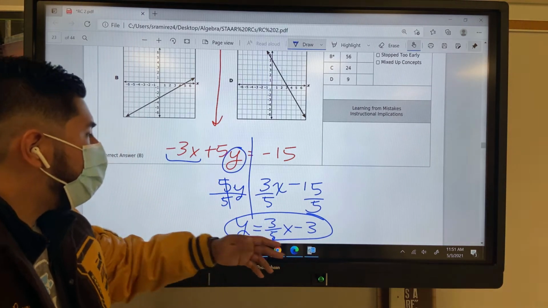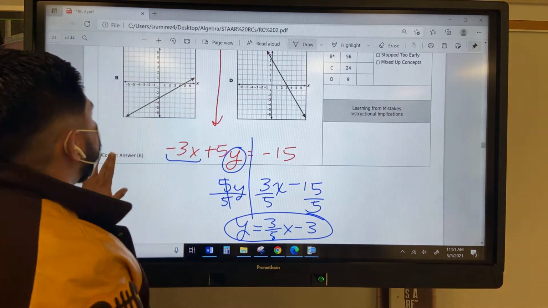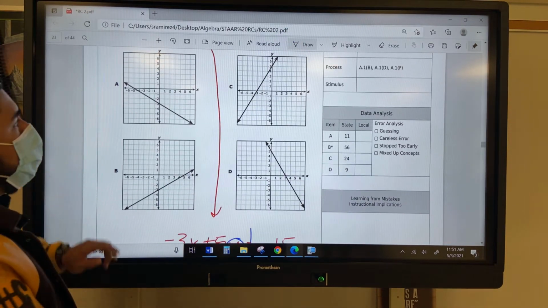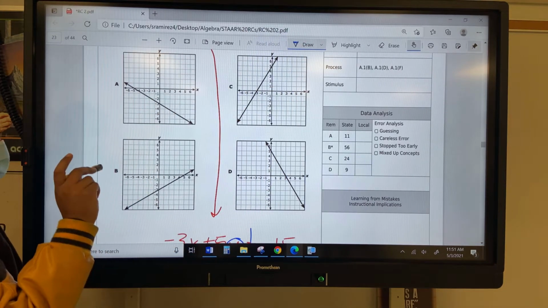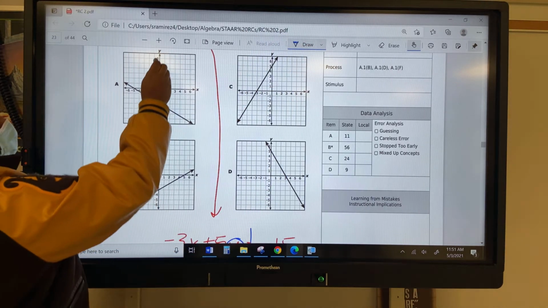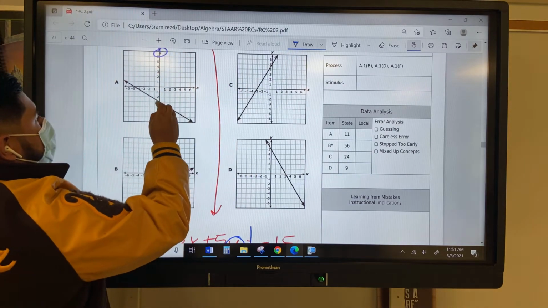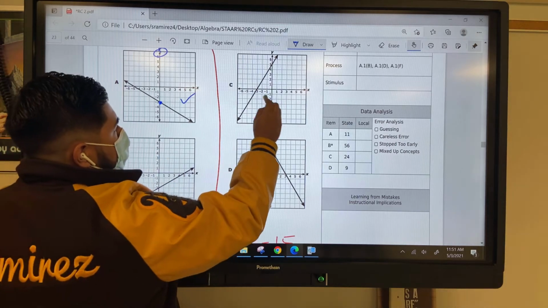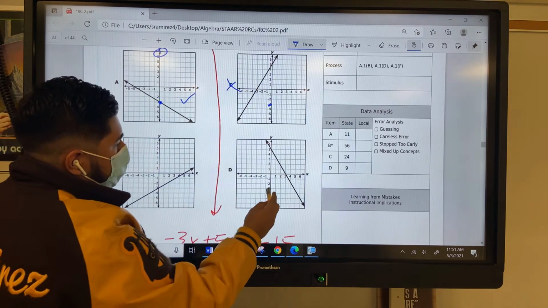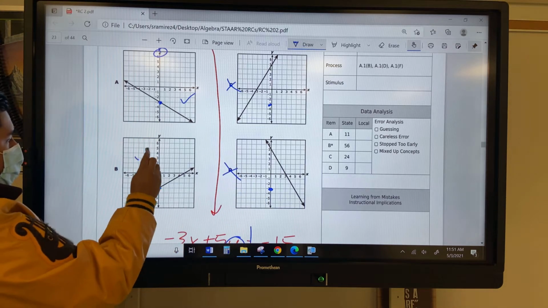Starts at -3, so let's go and look. Looking for -3 on my y, because it's my y, my slope, my y-intercept. So looking at y. Looks good right here. We'll check it right now. -3 is on here, not C. -3 is down here, not D. -3 is right here. Looks good.